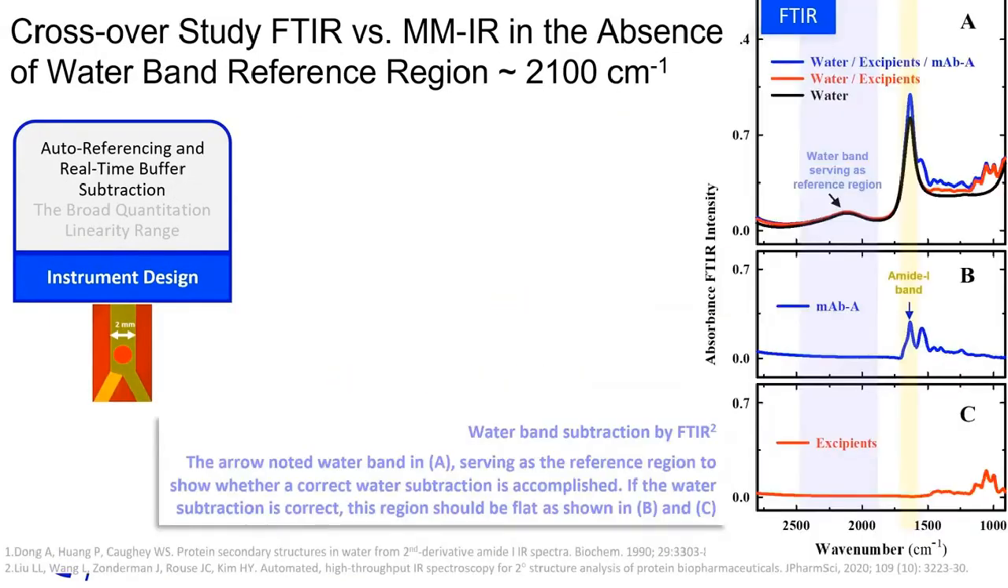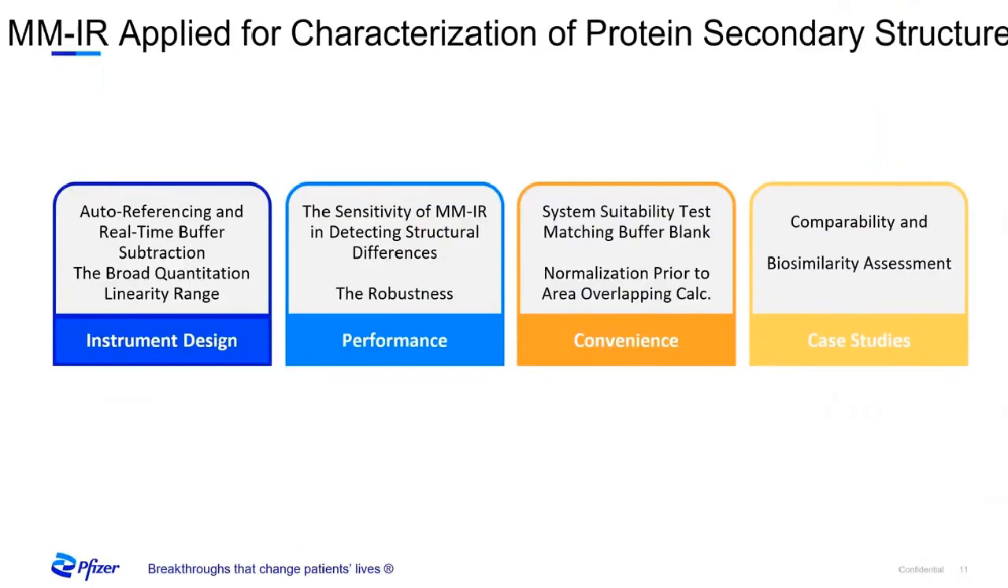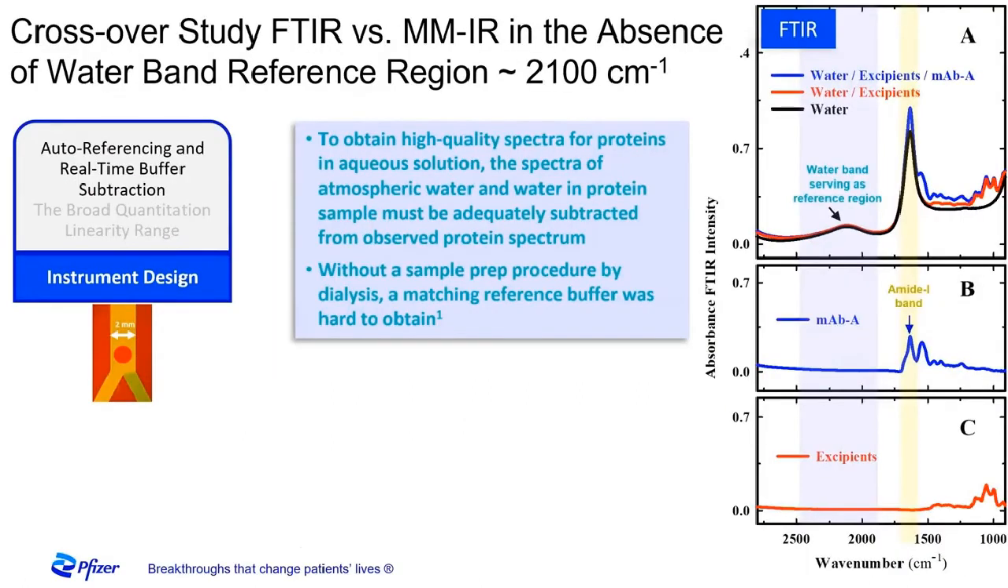I'll start off with the first topic, auto-referencing and the real-time buffer subtraction. I would say this is the most powerful feature of MMIR. What you are seeing here on the right top panel are the overlaid FTIR spectra of a protein, MAP-A in buffer, and the buffer, and the water. So three signal overlays. We already know MMIR only acquires the amide I band signal shaded in yellow.